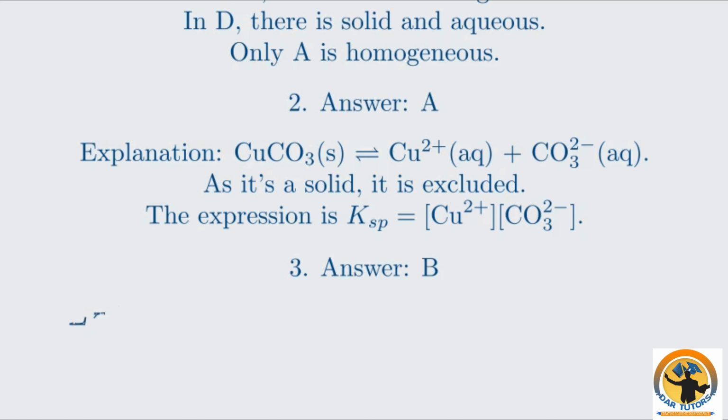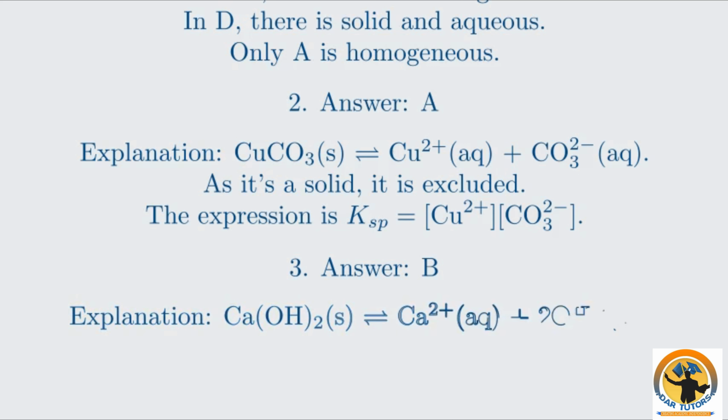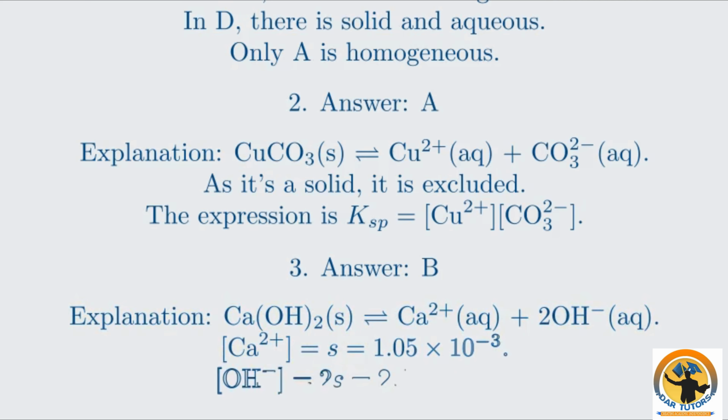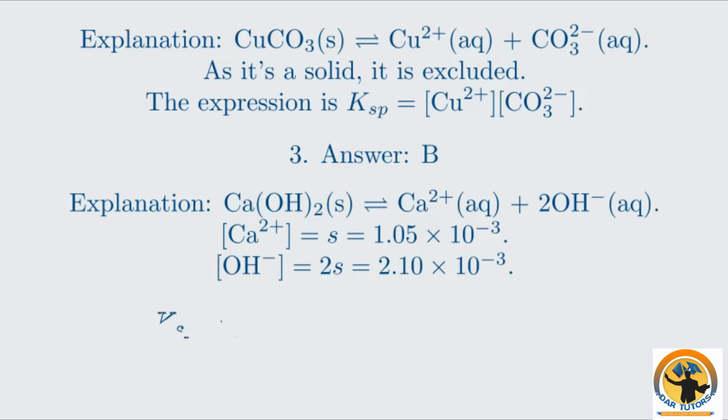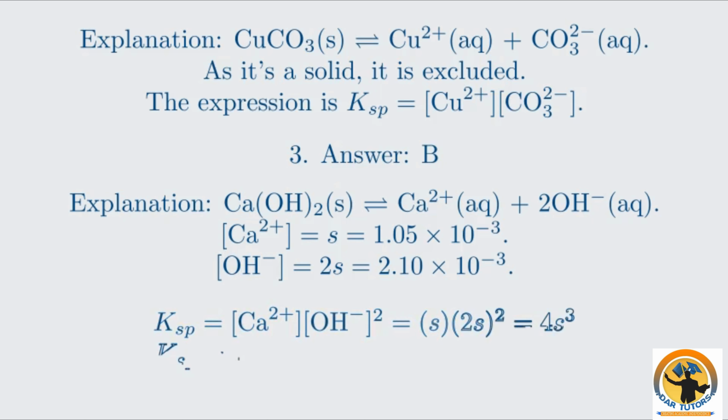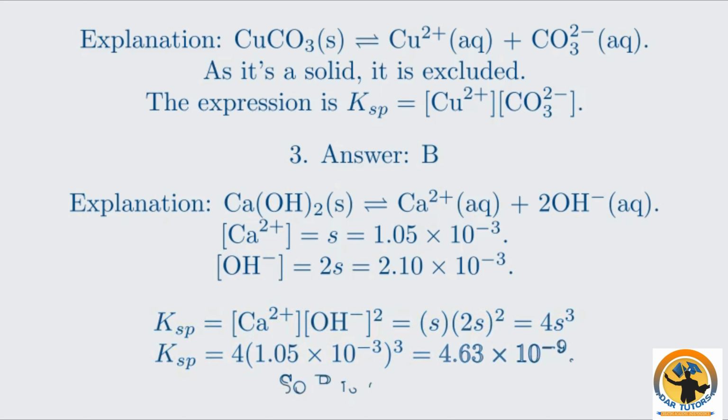Question 3 was a calculation. Let's find Ksp for Ca(OH)2. The molar solubility S is given. The dissolution is Ca(OH)2(s) in equilibrium with Ca2+(aq) plus 2OH-(aq). The equilibrium concentration of Ca2+ is S, and the concentration of OH- is 2S. So Ksp is S times (2S) squared, which simplifies to 4S cubed. Plugging in the value for S gives us 4.63 times 10 to the negative 9, which is option B.